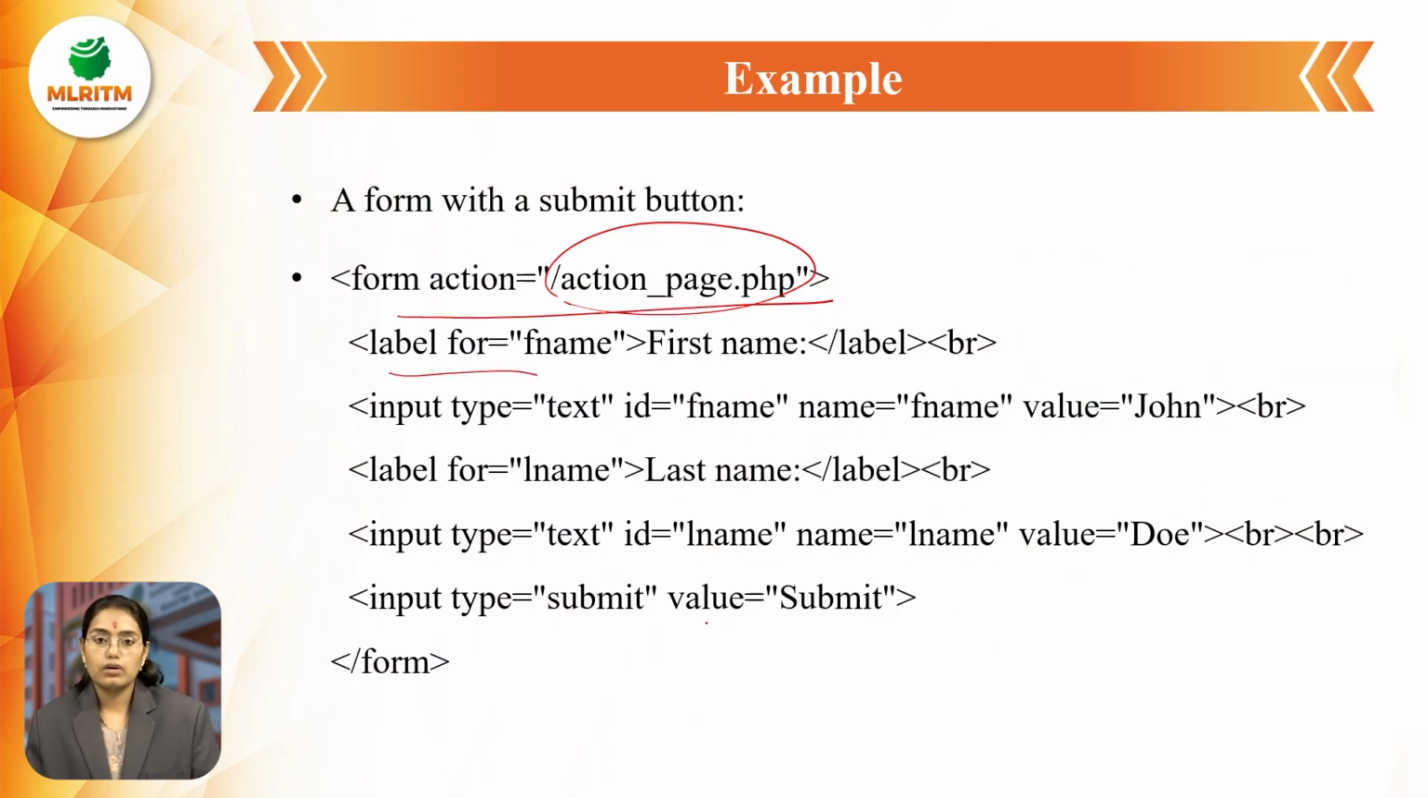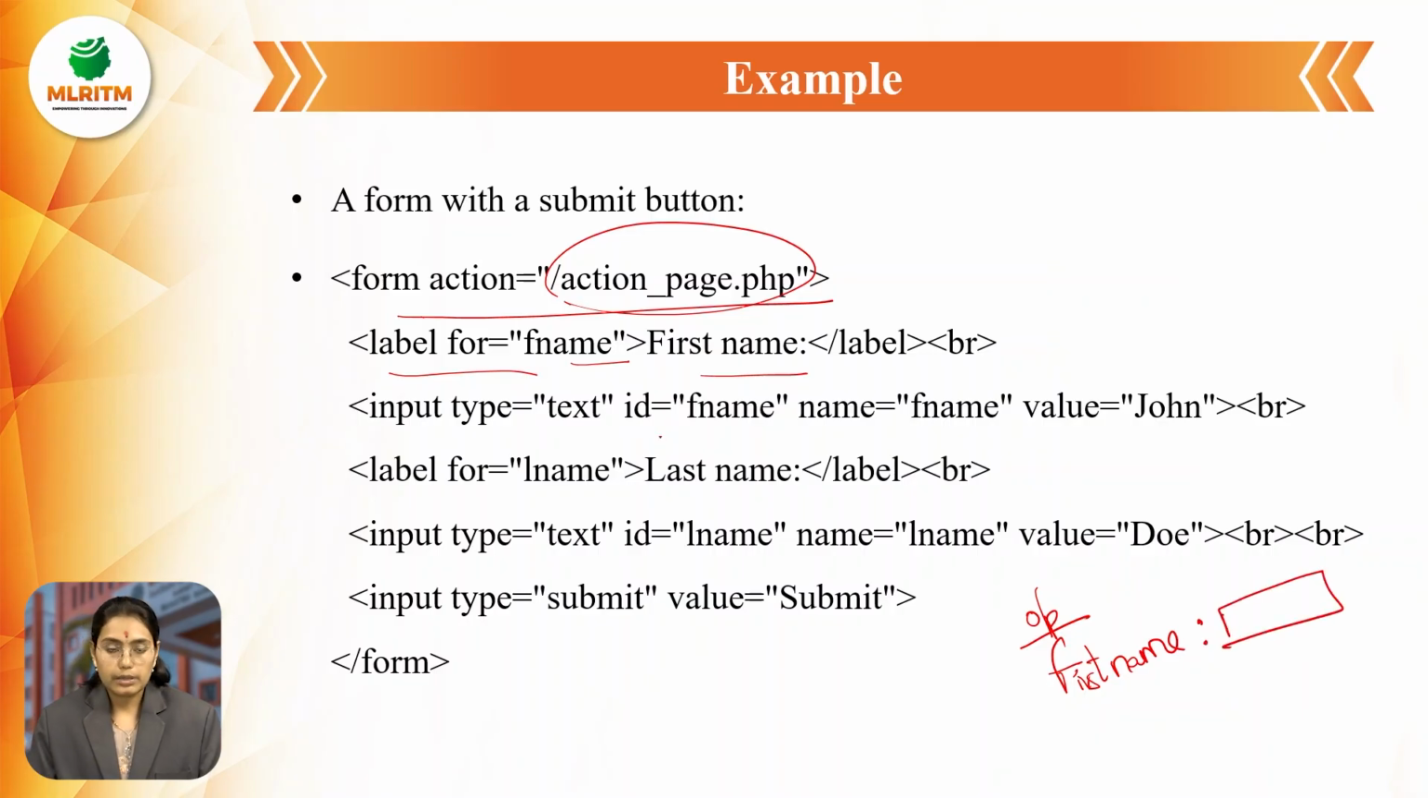Coming to here, label for is whatever input field we want to create, that is fname. We are defining it as first name, and input type equal to text, id equal to fname, where we have defined fname here, labeled as fname, value equal to John. This should come in the next line.